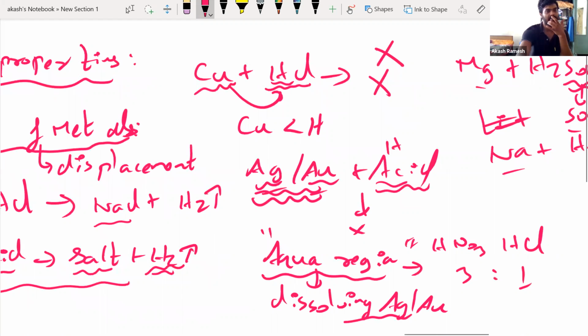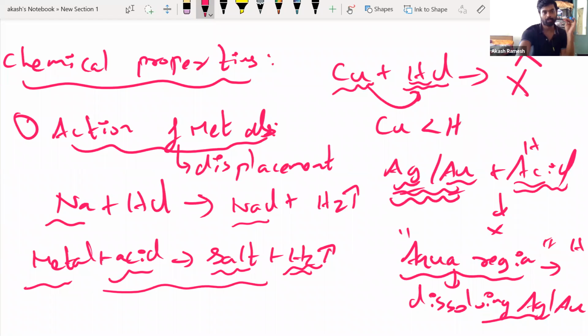So that is the first part, action on metals. This is how acid reacts with metals. Metal plus acid will give you some salt plus hydrogen gas liberated.